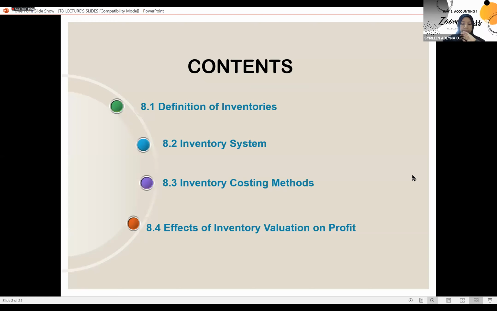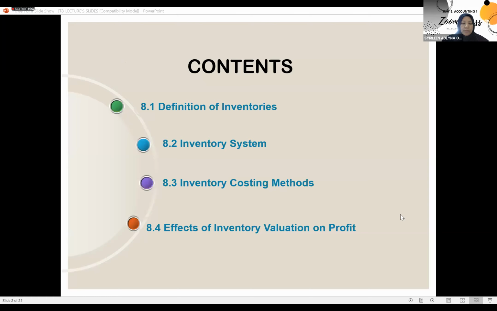Ada berapa jenis inventory yang awak tahu? How many inventories yang you tahu, yang you biasa dengar? Hai, 8:30 pun tak bangun tidur lagi. Dua. Okay, Syarul cakap dua, inventory awal, inventory akhir. Yang ni standard lah. I am expecting for this answer. Kelly jawab supplies, Jurin kata dua, Syarul cakap dua. Okay, actually inventories ada banyak.